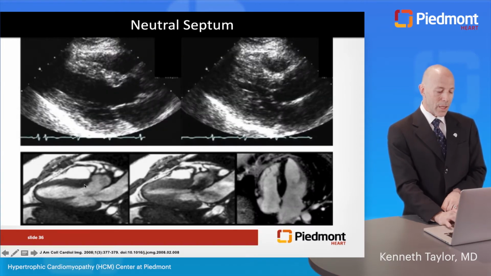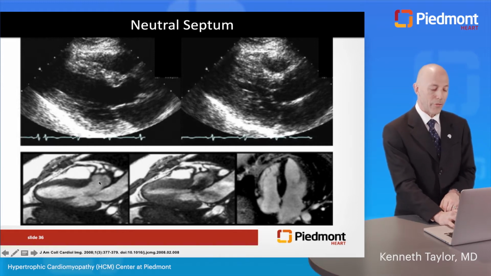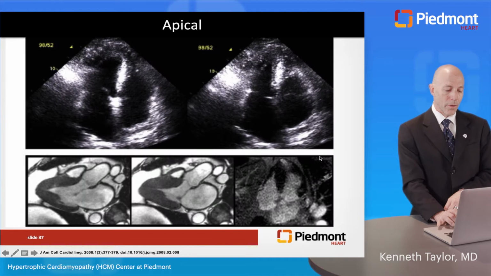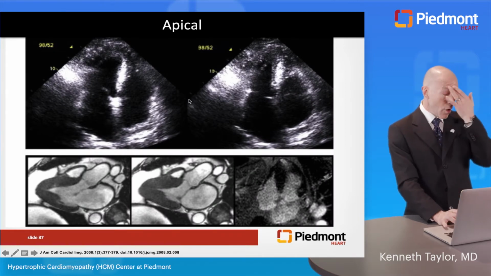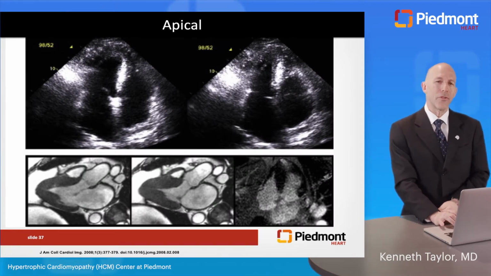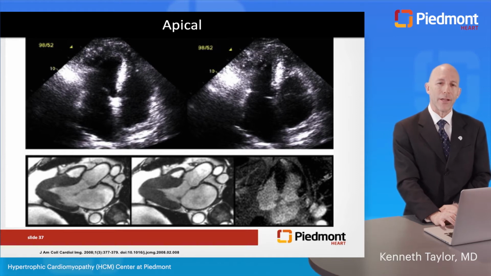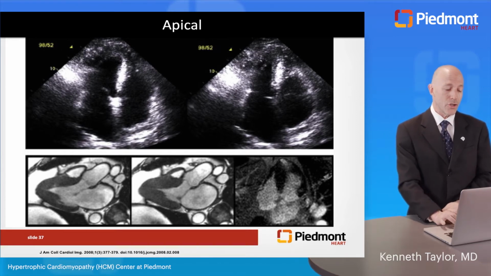Neutral septum is kind of a variant of that where the septum is thickened a little bit more throughout the septum. Apical forms are quite common and oftentimes elude diagnosis for some time, although they will typically have a very abnormal EKG. Sometimes echo can be difficult to distinguish. MRI is very good in this particular case to see the apical hypertrophy.